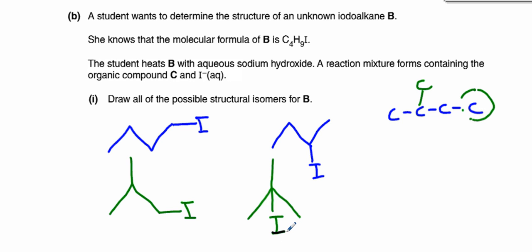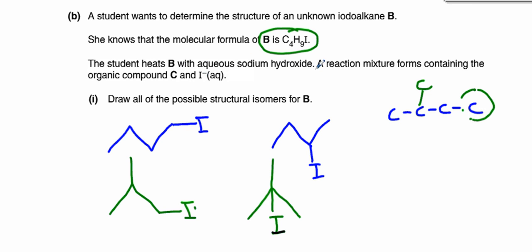Now we get down to the real part of the question here, because what this question is now going to ask you to do is identify which one of these isomers you're going to react first to make C, and then, as we'll see in the question, D. So just looking back at the start of this question, the student heats B, which we know B is here. So we've drawn now the 4 possible isomers of B.